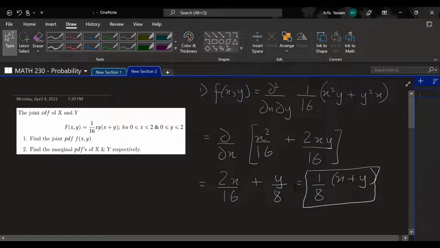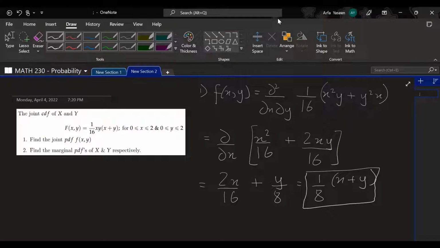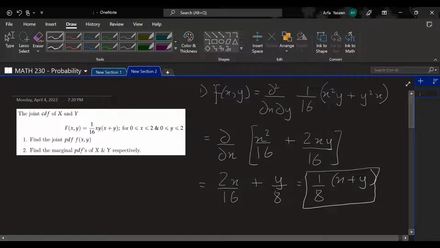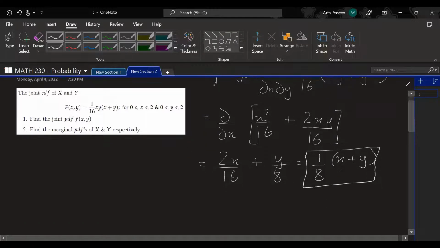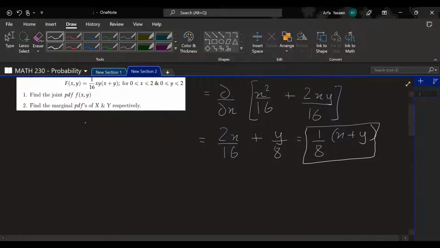This is the answer to part one. We have found the joint PDF. In part two of this question, we are supposed to find the marginal PDFs of x and y. So to find the marginal PDF of x, we'll integrate the joint PDF over all the values of y. And similarly, to find the marginal PDF of y, we'll integrate the joint PDF over all the values of x.